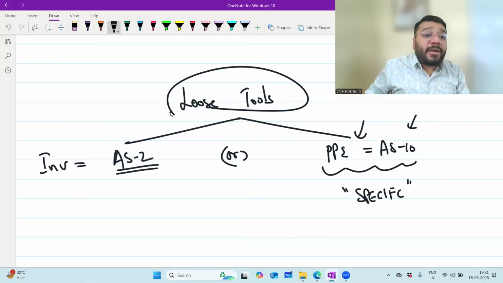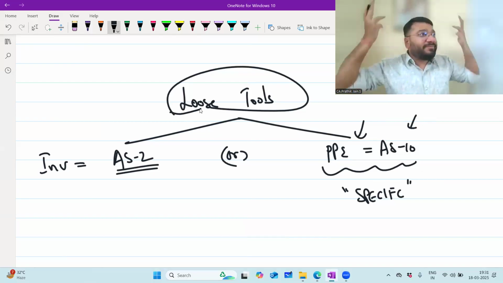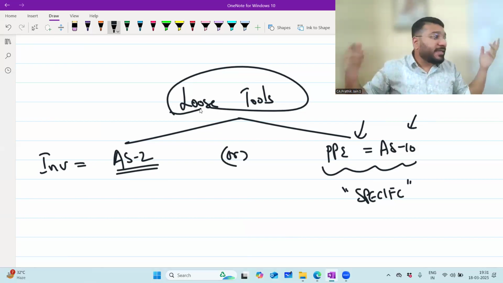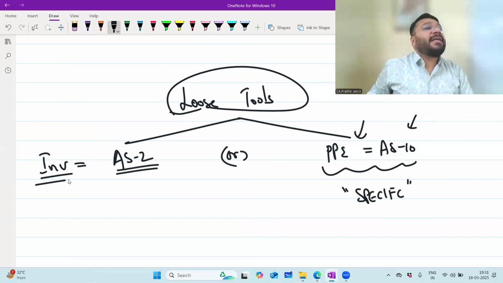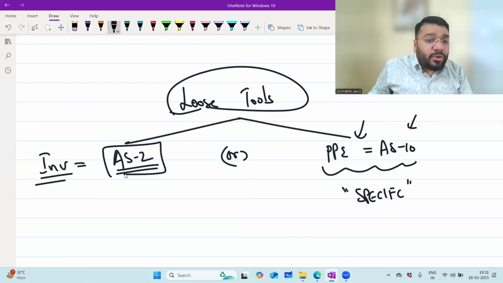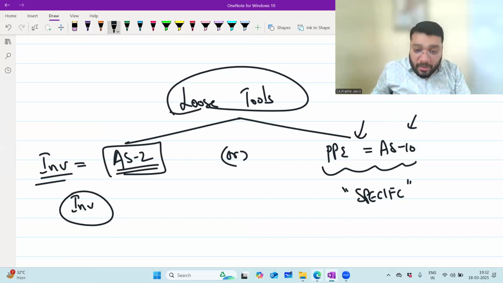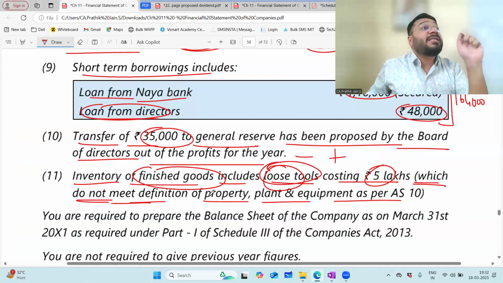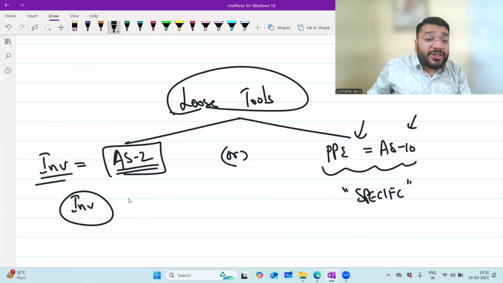But if I'm talking about any loose tools which I can fit anywhere, I can use for multiple places, machineries, then it qualifies the definition of inventory, and you have to disclose this under AS 2 as inventory. Are you able to follow? Now the question says that these loose tools costing 5 lakh do not meet the definition of PPE, which means this is not a specific one, it is a general one.